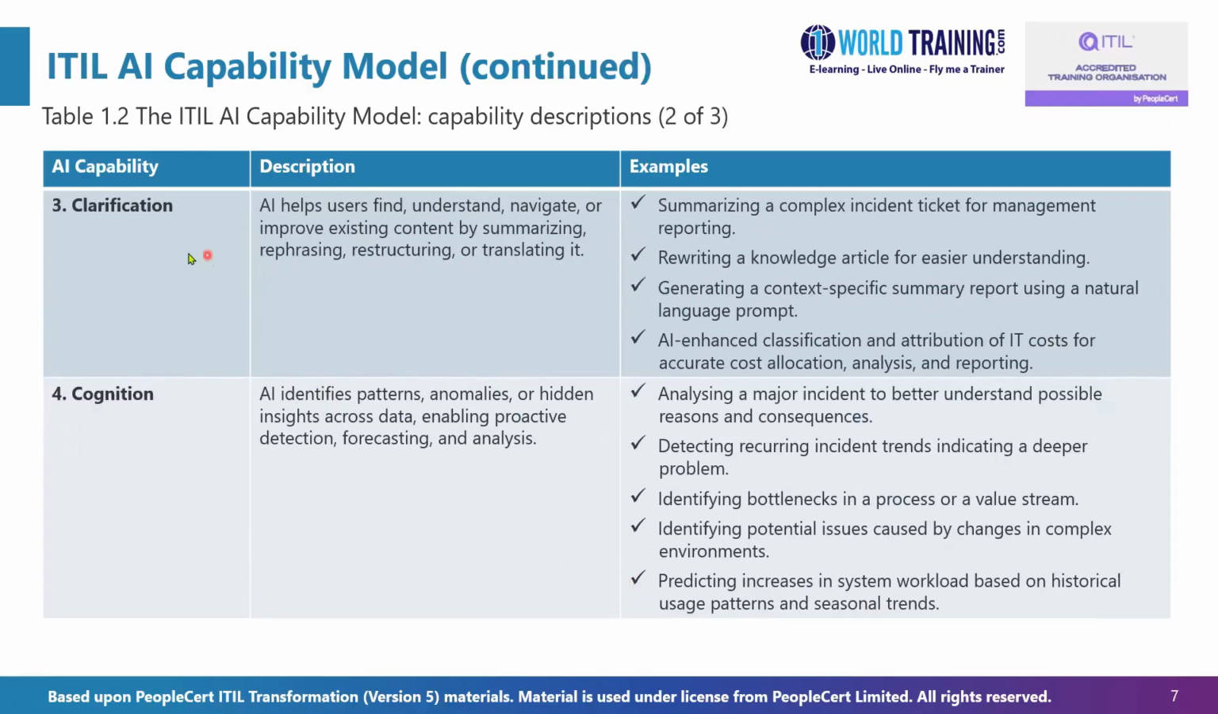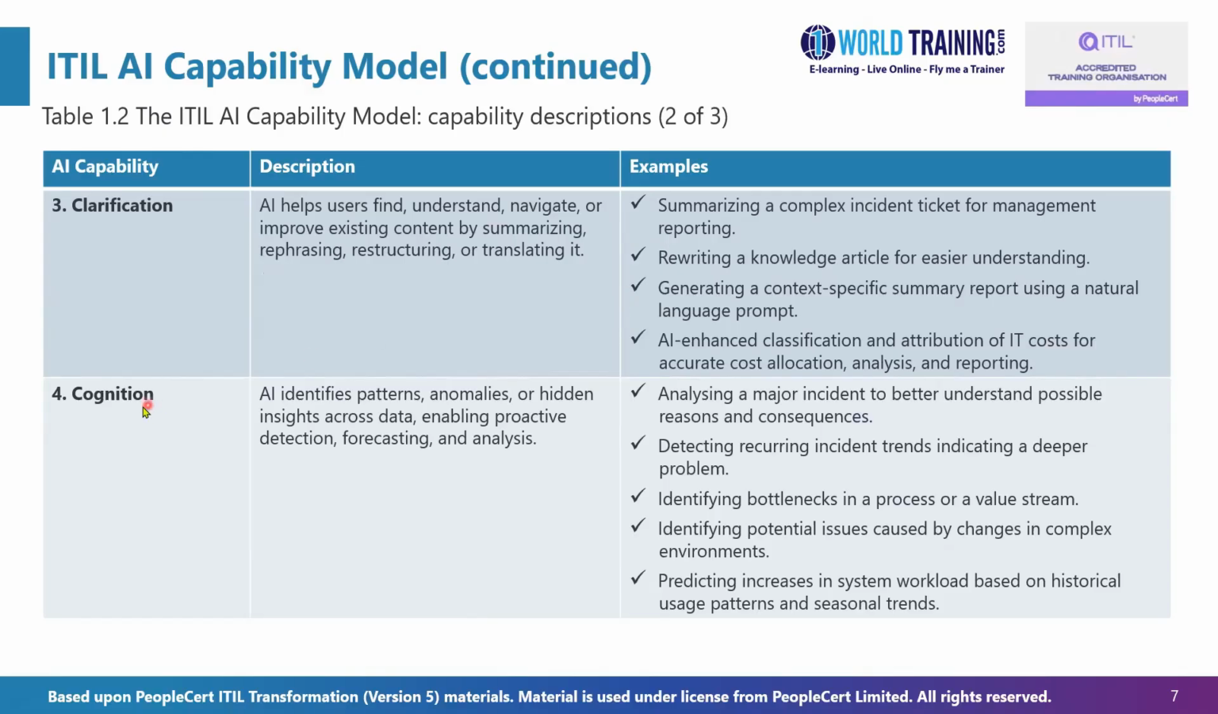Next, we have clarification. This is where AI helps users find, understand, navigate, or improve existing content by summarizing, rephrasing, restructuring, or translating it. So, for example, to summarize a complex incident ticket for management reporting. Therefore, on the prompt, one could attach a document which has a lot of detail and ask for a summary of that. Or it can also be rewriting a knowledge article for easier understanding or generating a scenario-specific summary report using a natural language prompt, or AI-enhanced classification and attribution of IT costs for accurate cost allocation, analysis, and reporting.